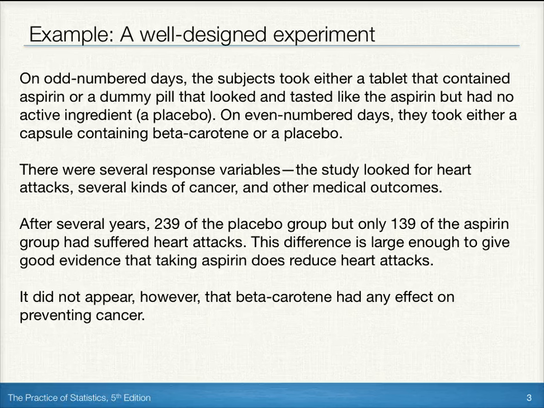And on odd-numbered days, the subjects took either a tablet that contained aspirin or a dummy pill that looked and tasted like the aspirin but had no active ingredient, a placebo. On even-numbered days, they took either a capsule containing beta-carotene or a placebo. Now, there were several response variables. The study looked for heart attacks, several kinds of cancer, and other medical outcomes.